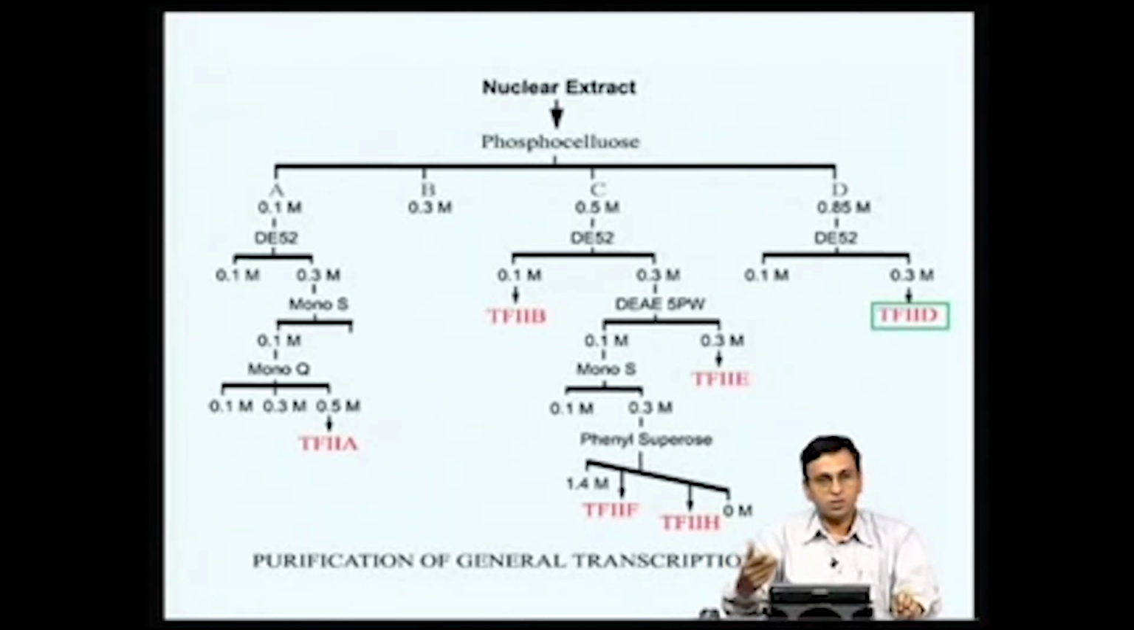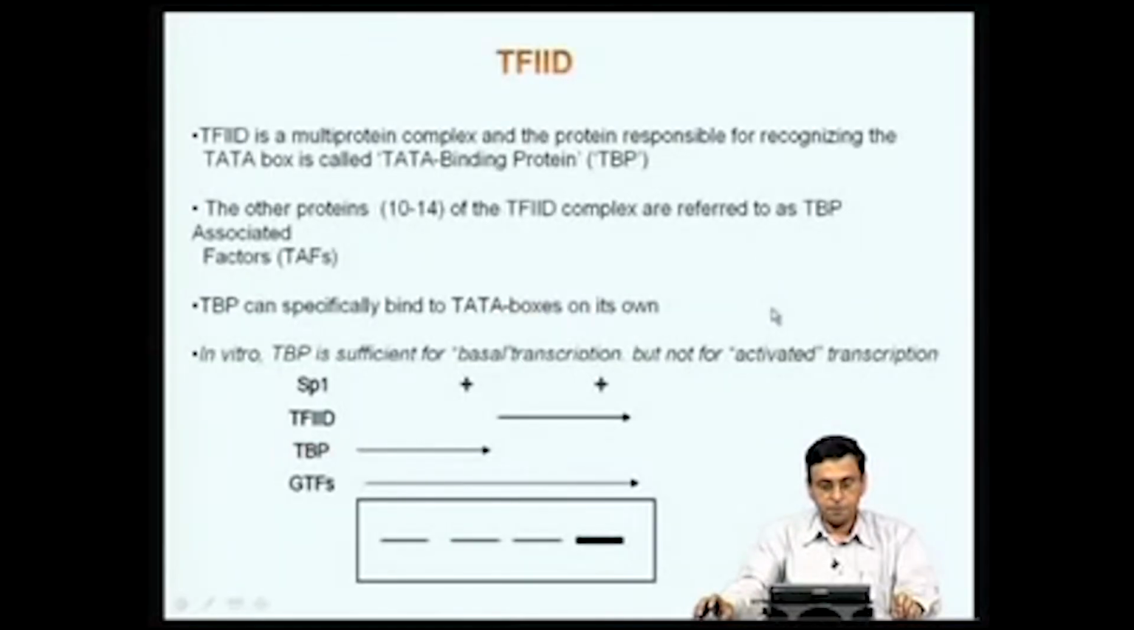So, today let us now start discussing TFIID, and how diversity in TFIID can contribute to gene regulation. That is what we are going to begin with in this class. Now, just to recapitulate about TFIID, TFIID is a multi-protein complex, and the protein responsible for recognizing the TATA box in the TFIID complex is the TATA binding protein or the TBP, which we all are aware of.